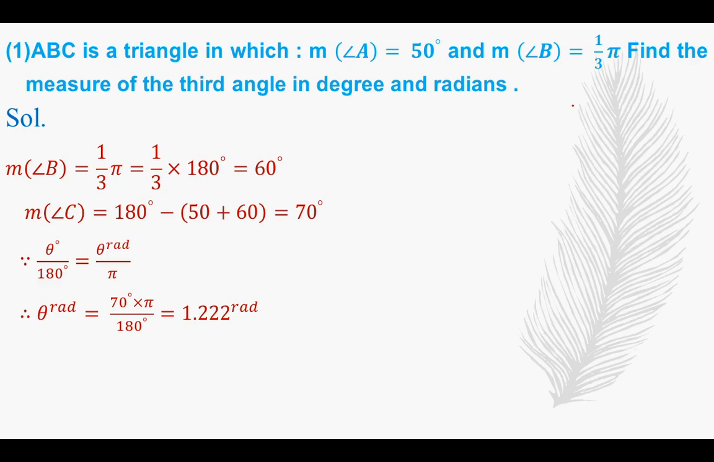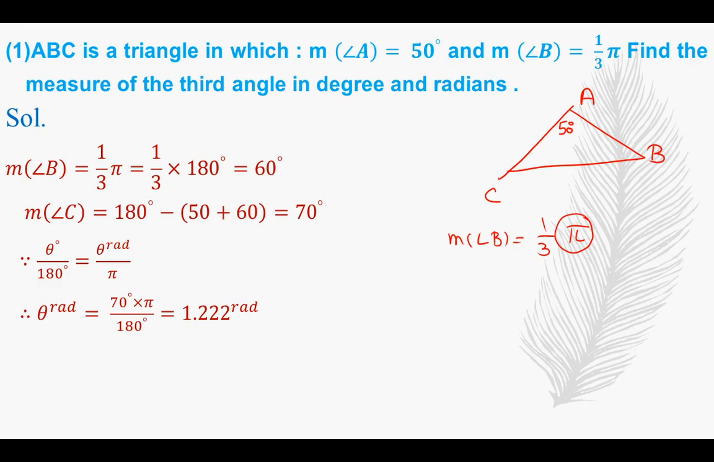Okay, let's draw the triangle ABC. Here we have the triangle ABC. The measure of angle A is 50 degrees and the measure of angle B equals 1 over 3 π. Very important remark to you: if we want to change the measure of angle B, which is 1 over 3 π, we know that π in the radian measure is equivalent to 180 degrees in the degree measure.